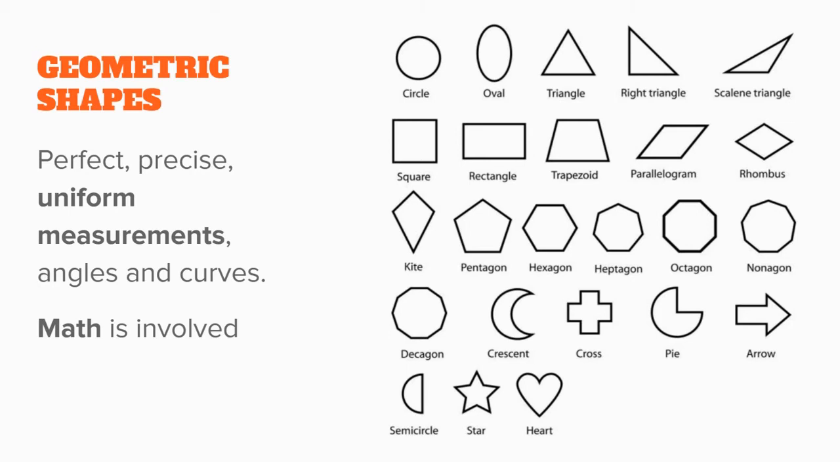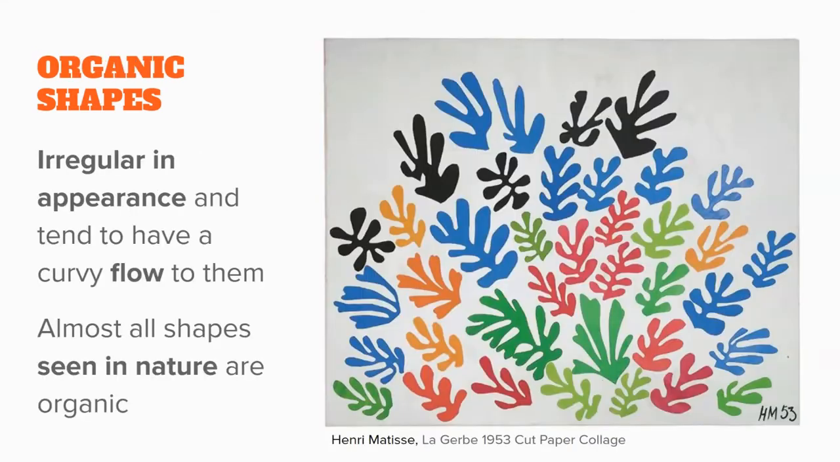Not all shapes are geometric, however. Many shapes are organic. Organic shapes are irregular in appearance. They tend to have a curvy flow to them. Almost all the shapes that are seen in nature are considered organic.